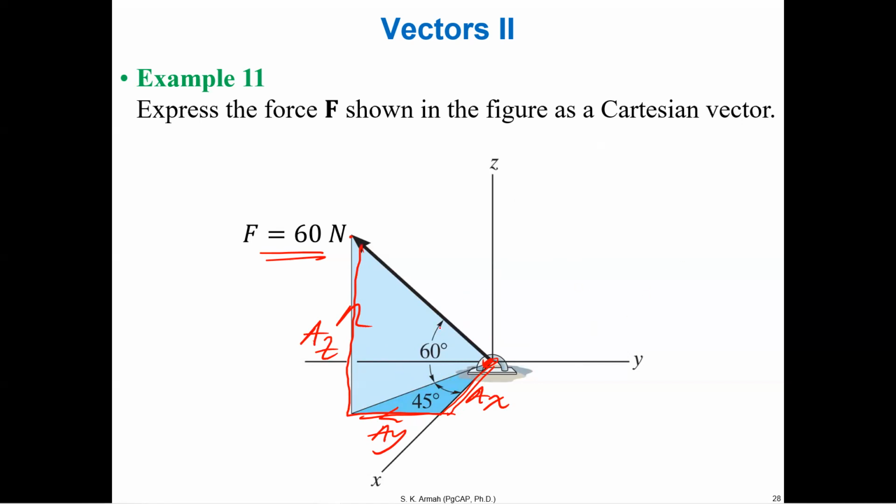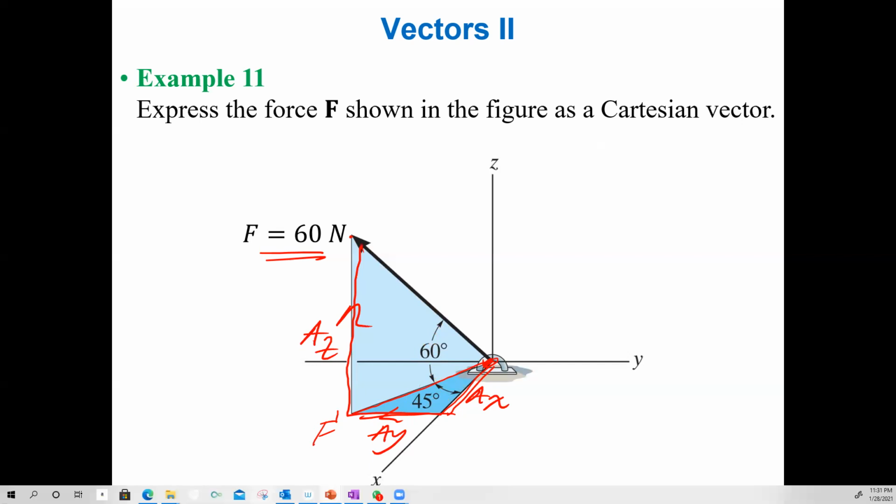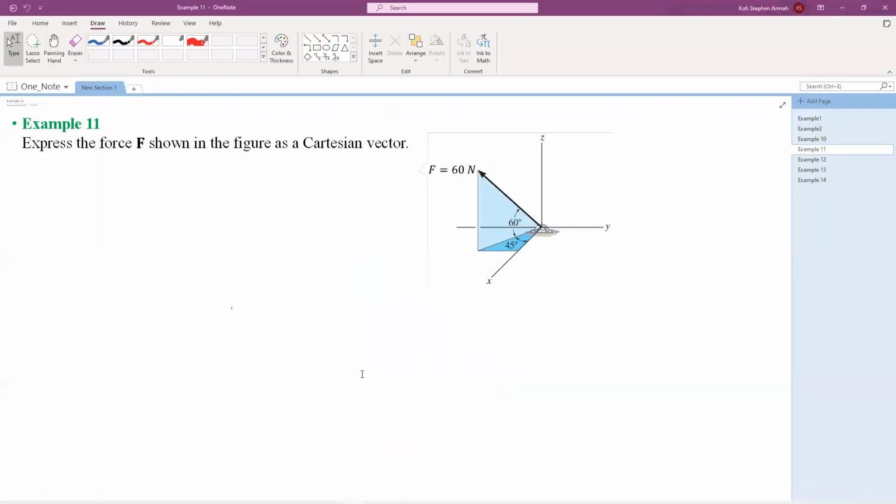This time, compared to the illustration, this angle is given: the angle the force is making to the XY plane. So this line here is going to be our F prime. And the angle of F prime to the x-axis is given as 45. So we can easily work this out. Let me switch to OneNote and then I'll work this example out.